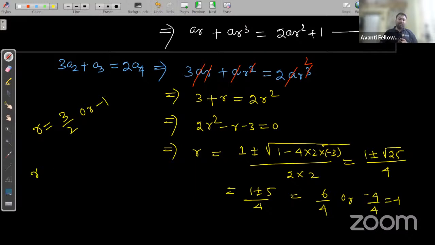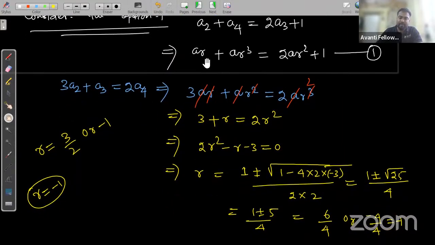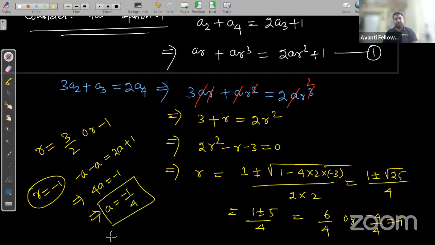So if we put R is equal to minus 1, what is happening? Let's check the first condition. A2 plus A4, that is AR, with R equal to minus 1, that is minus A, plus AR cube, that is minus A, is equal to 2AR square, that is 2A, plus 1. So this is minus 2A equals 2A plus 1. So this becomes 4A is equal to minus 1 and A becomes minus 1 by 4. Right? So the first term becomes minus 1 by 4.